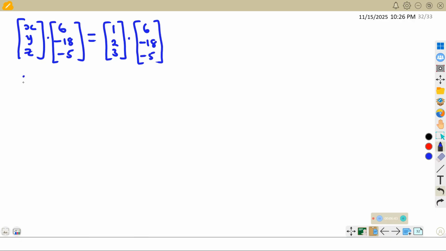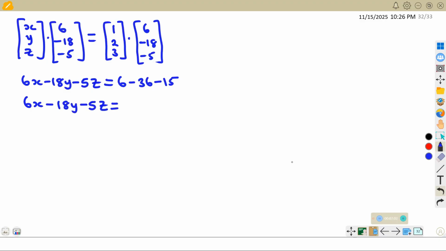So this will give us 6x minus 18y minus 5z, and this is equal to 6 minus 36, then minus 15. So this will give us 6x minus 18y minus 5z, which will be equal to negative of 45.